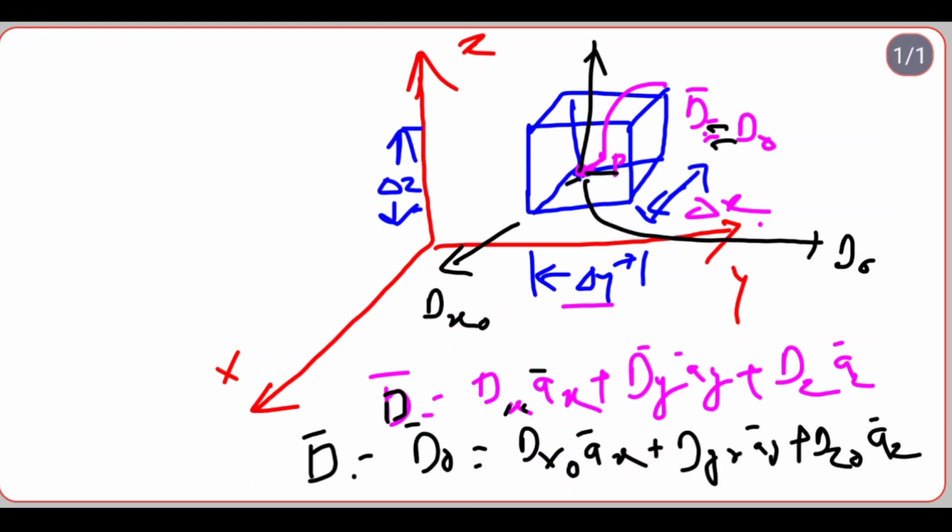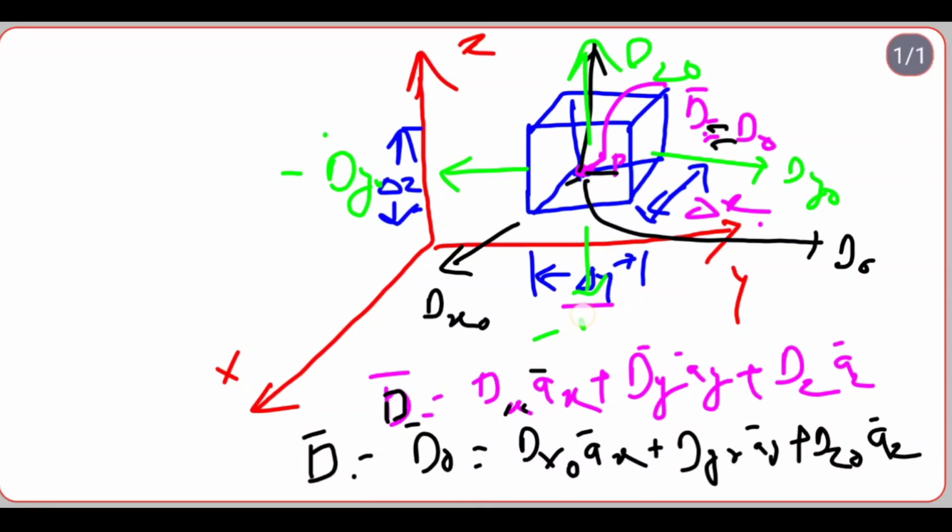Dy naught is in this direction, and in the negative direction it is minus Dy naught. Assume the electric flux density in the negative direction. Similarly, in the z direction it is Dz naught, and in the negative z direction it is minus Dz naught, the electric flux density in the negative of the z direction.